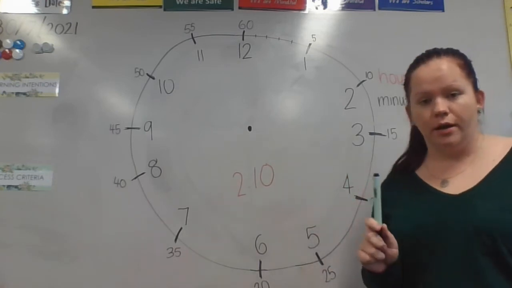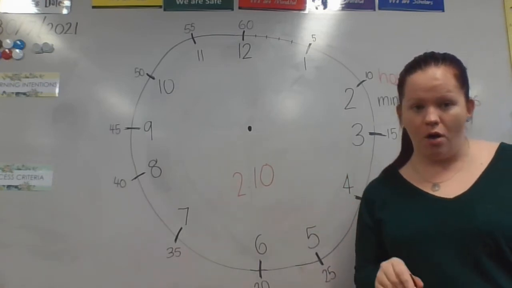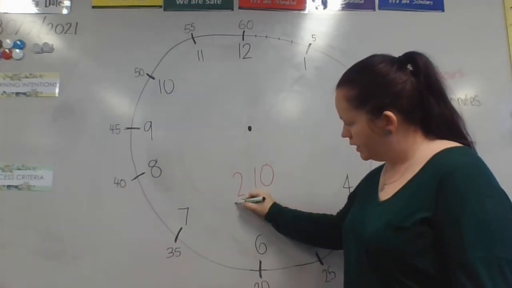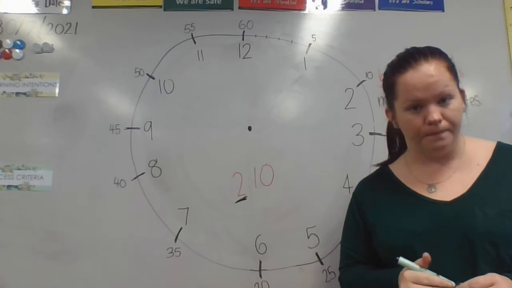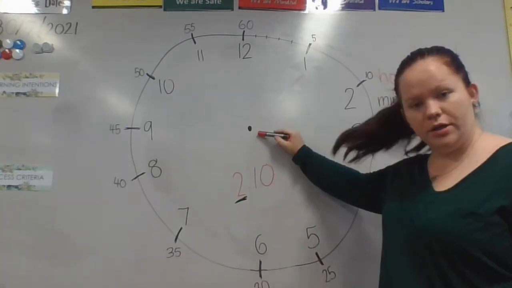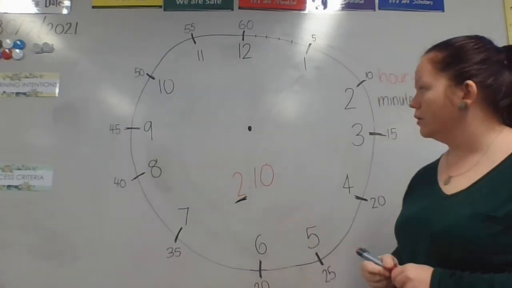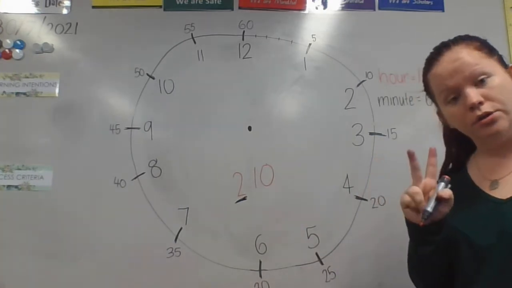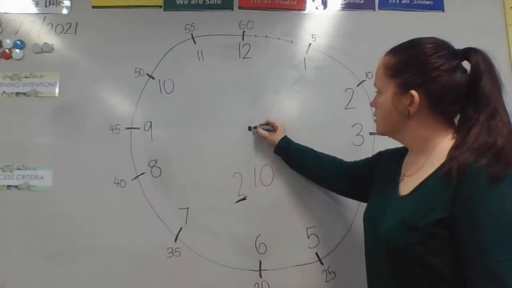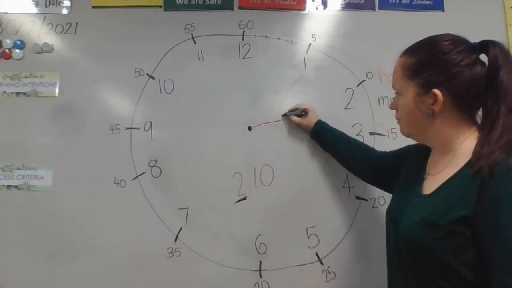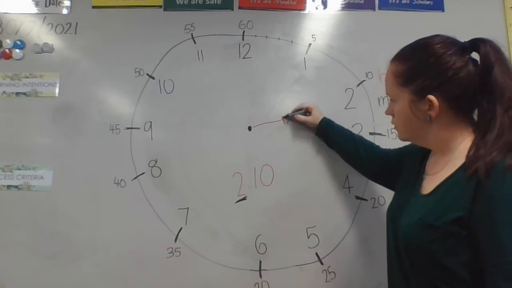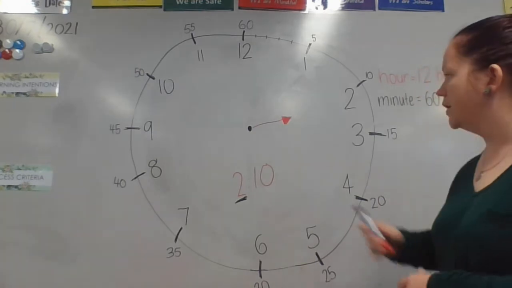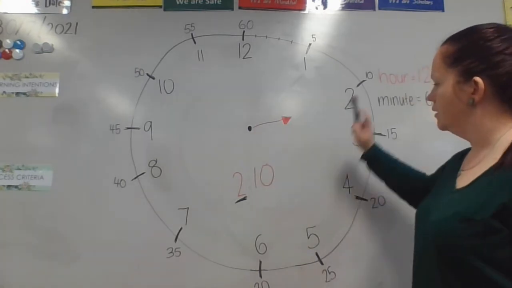So when we're looking at time, we know that we always start with hour first. So I'm going to underline the hour first, and it says that it is 2. So using my dot in the middle, I am going to use the red colour, and I'm going to draw a shorthand to the number 2. Just like that. So I know that my hour hand is 2.